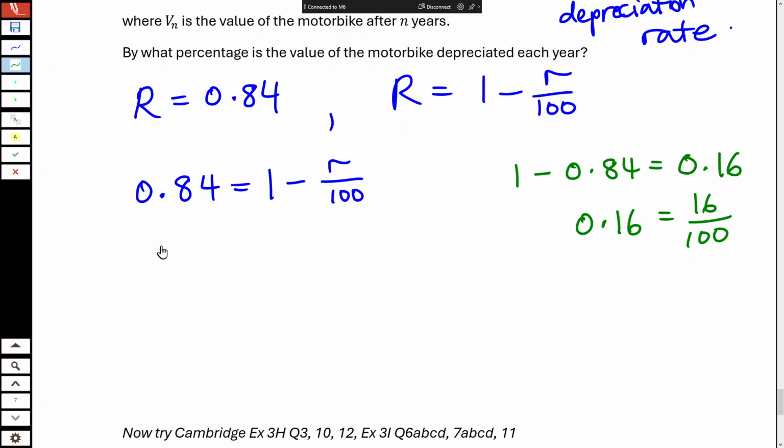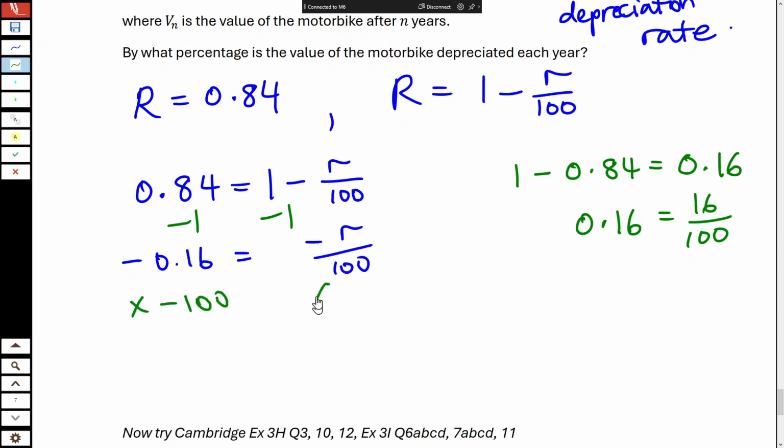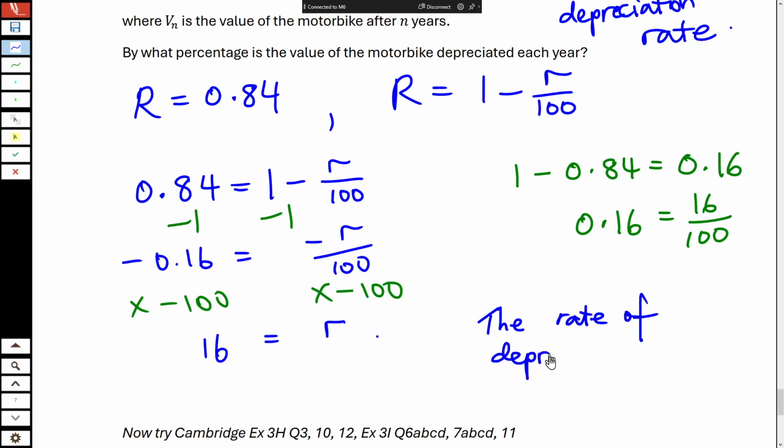So in this case, I will subtract 1 from both sides. And then multiply by negative 100 on both sides. Now, if you write r equals 16, that is okay. I won't deduct a mark, but a better answer would be the rate of depreciation is 16%. I think that's a better answer.